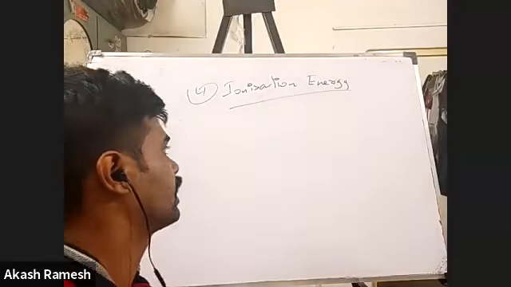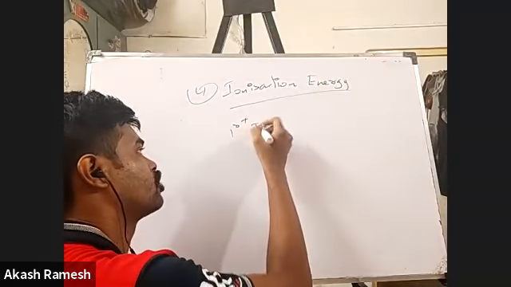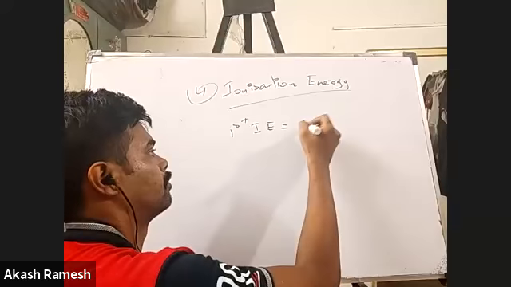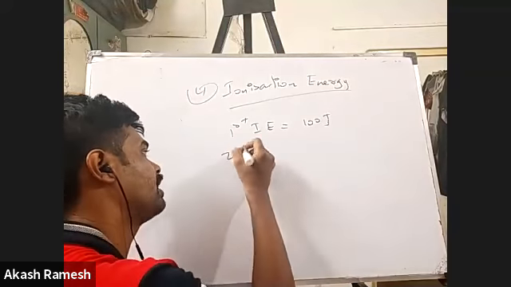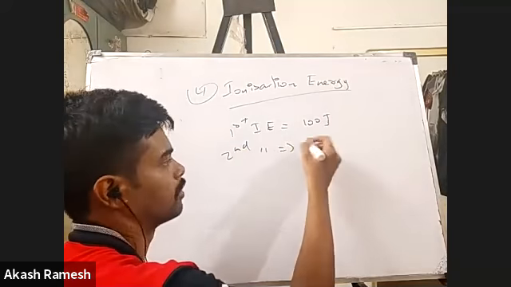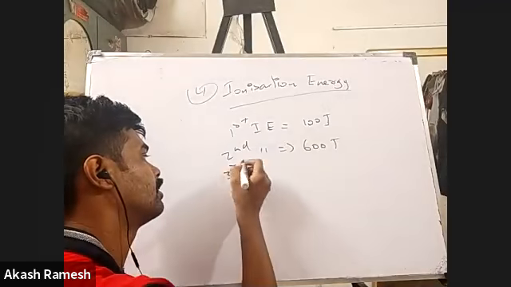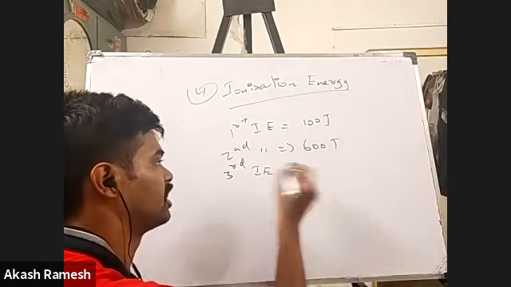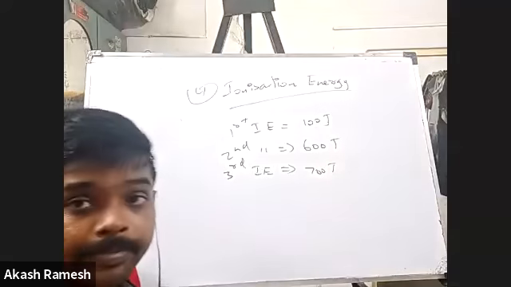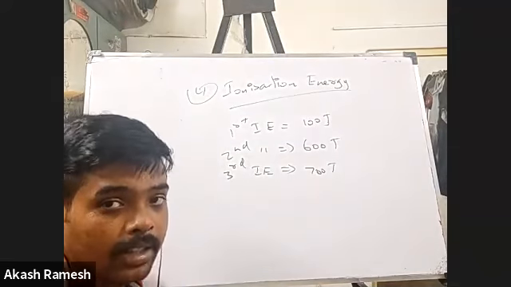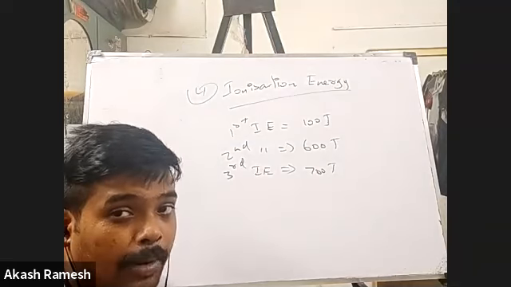Right. Say they will give the data like this. Say the first ionization energy of an element is some 100 joules. The second ionization energy is some 600 joules, and the third ionization energy is some 700 joules. Now they will ask, what is the number of valence electrons?